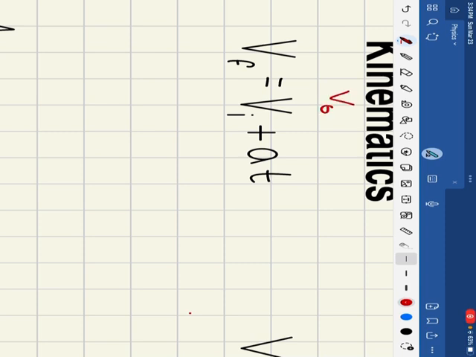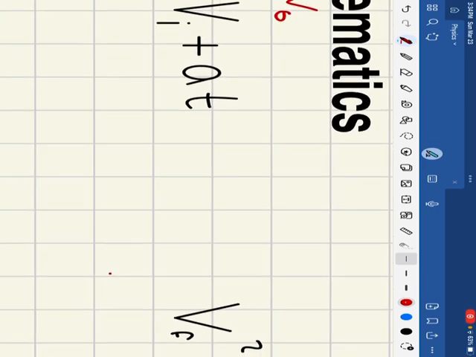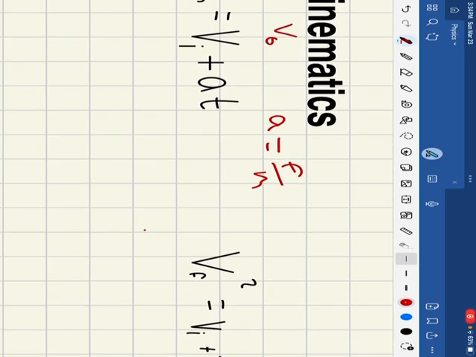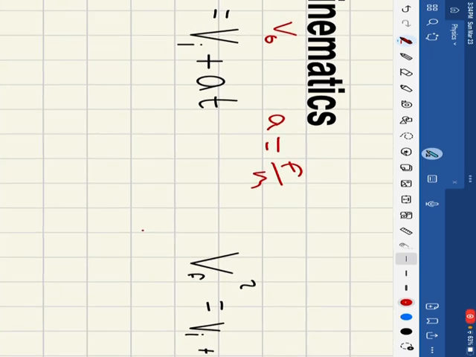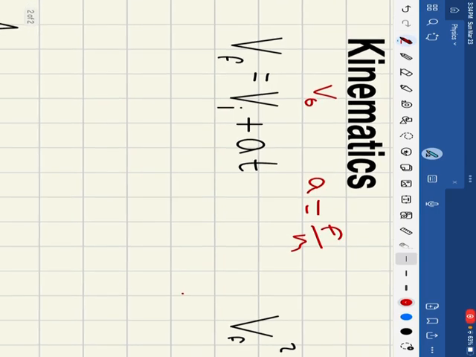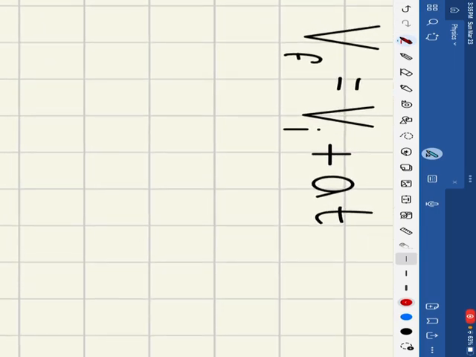So when you're using this equation, or maybe any of these equations in general, it's important to think of acceleration as force over mass, because that could come in handy if you have to solve for the forces acting on an object. So in this equation specifically, it's assuming that there is a constant acceleration.